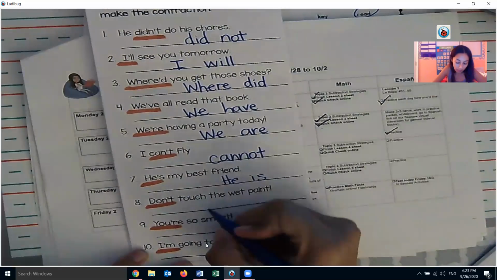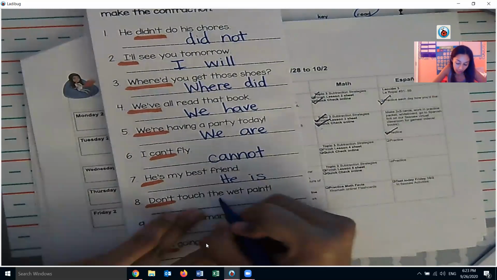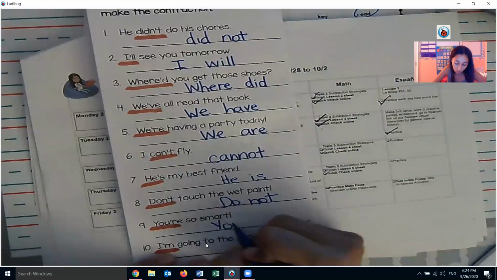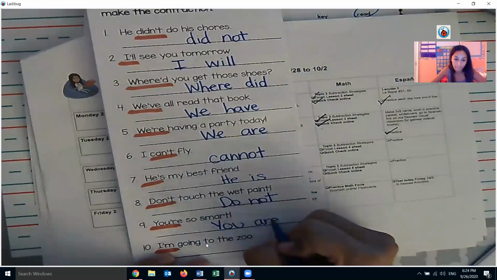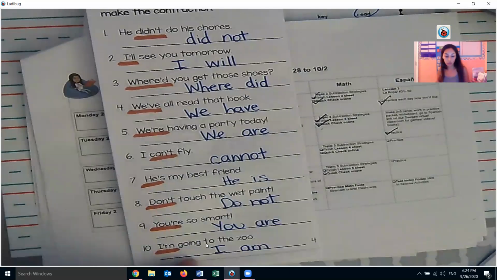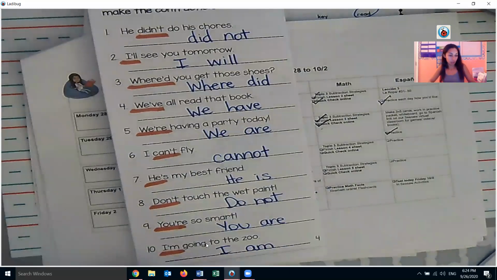Don't touch the wet paint. Do not touch the wet paint. You're so smart. You are so smart. I'm going to the zoo. I am going to the zoo. That's our pamphlet.